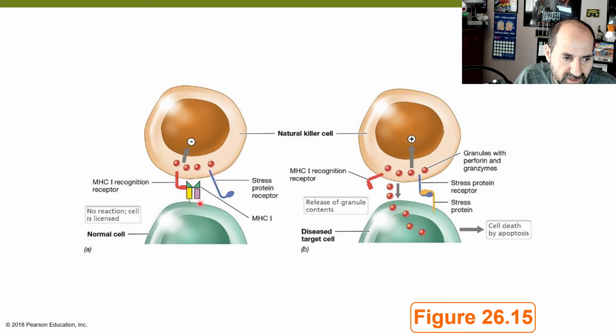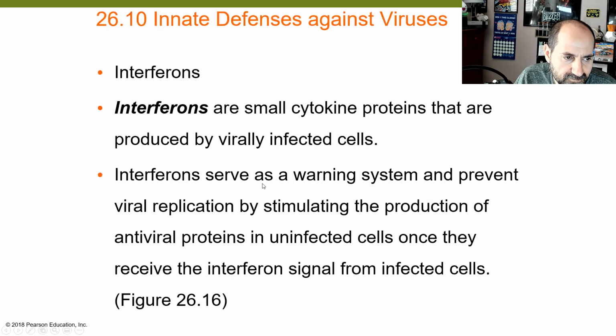A normal cell normally expresses MHC1. However, when the cell becomes sick, it says disease target cell, sick with either a viral infection or by becoming transformed into a tumor cell, this can trigger internalization of MHC1 and presentation of a stress protein, and natural killer cells recognize that as a distressed cell. They will then release perforin and granzymes, and that will kill the cell. They will poke holes in the cell and promote apoptosis in the cell.